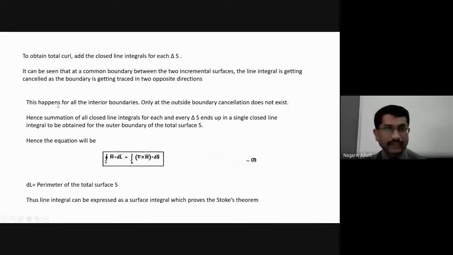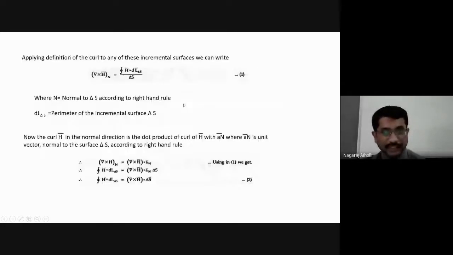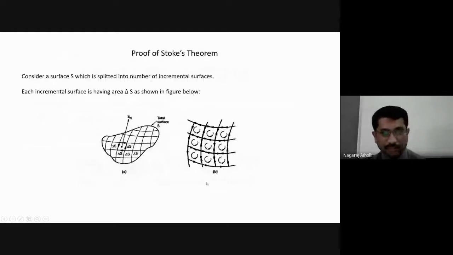Hence, the summation of all closed line integrals for each and every delta S ends up in a single closed line integral to be obtained only for the outer boundary of the total surface S. It exists only along the outer boundary. At the inner boundary, it gets cancelled out. Hence, the equation will be the closed line integral H bar dot dl bar. It is a line integral because here we are taking it along the outer boundary, from here to here, then back to the same point.